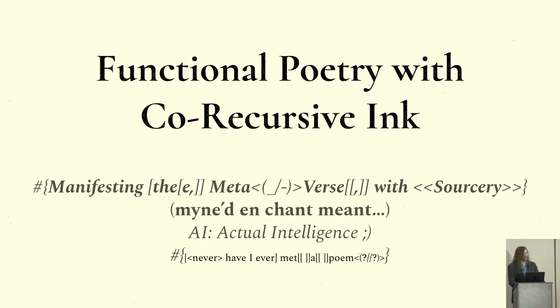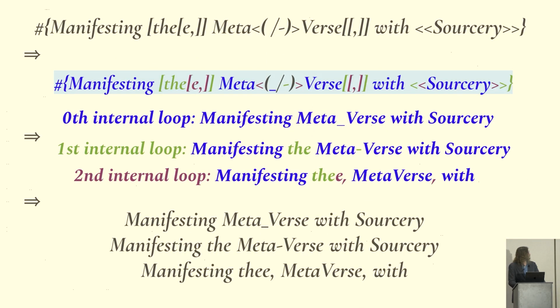So, on the top, we have the meta poem. It is labeled with color so that you can see which loop that particular piece of text will go in. So the first loop, the 0th internal loop, it's manifesting MetaVerse with sorcery, and I've put a little underscore there so that we can see the space that would otherwise be invisible. On the first internal loop, it adds the to it from the square brackets right there, which is delayed insertion. And then on the second internal loop, it's manifesting the MetaVerse with, and now the sorcery is gone.